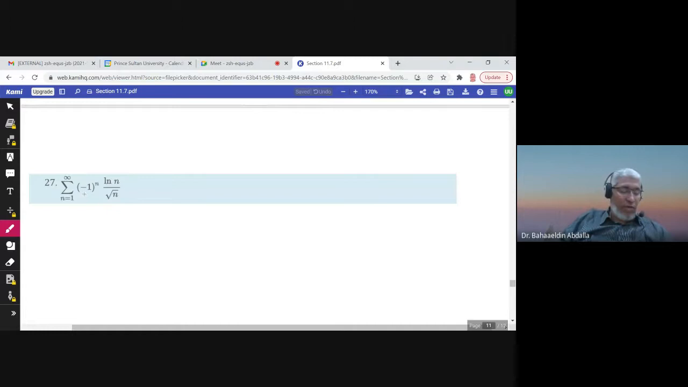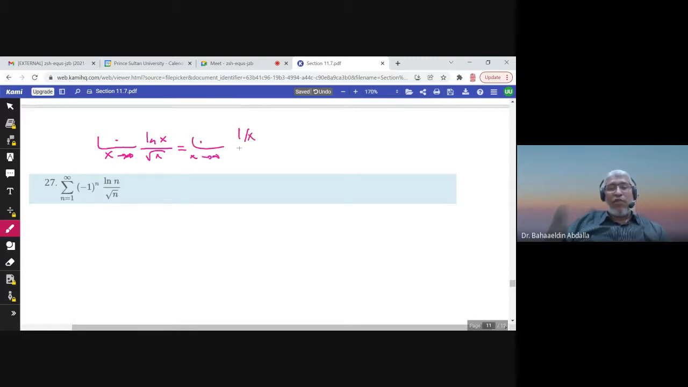I can think of trying to find the limit of ln n over square root of n, but I'll just want to use the alternating series test. I'll have to use L'Hopital's rule. Let us do it, why not? Let us find the limit of ln n over square root of n. This will give you infinity over infinity. So let us use L'Hopital's.